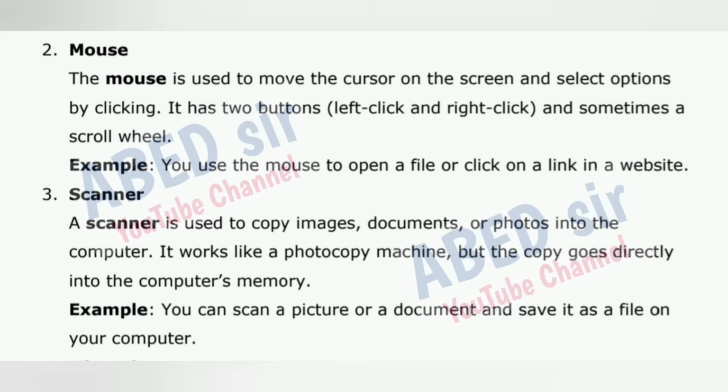3. Scanner. A scanner is used to copy images, documents, or photos into the computer. It works like a photocopy machine, but the copy goes directly into the computer's memory. Example, you can scan a picture or a document and save it as a file on your computer.